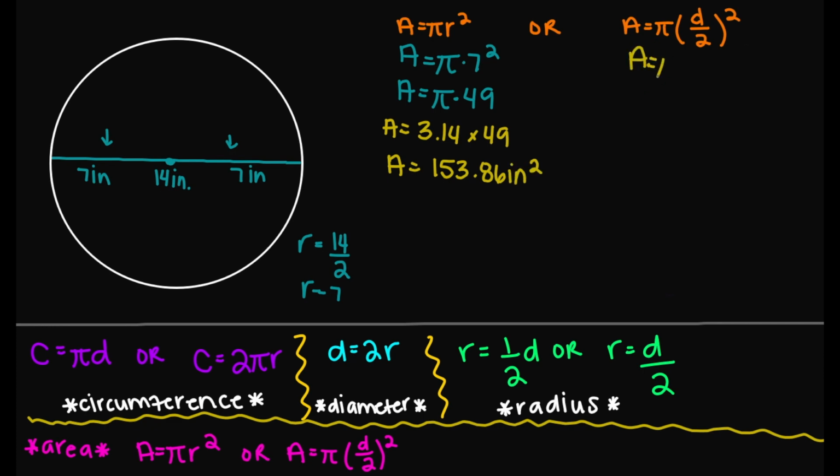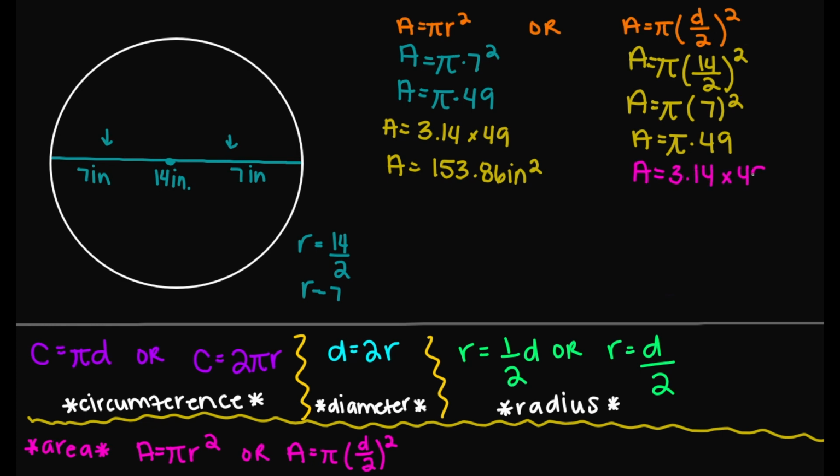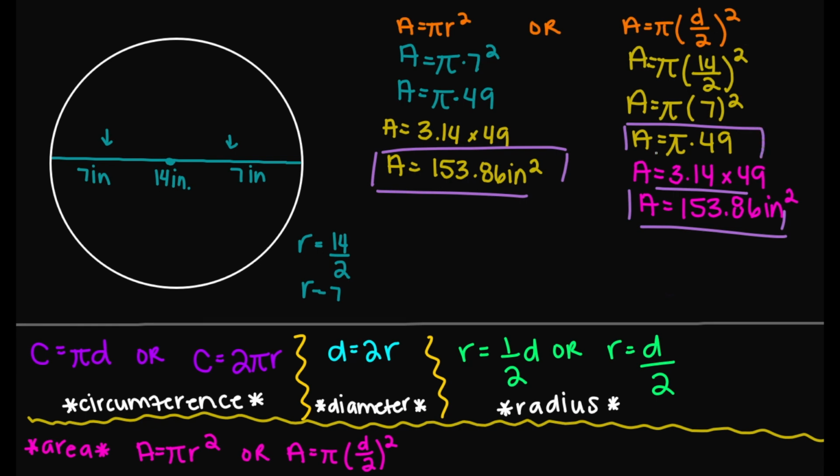So A equals pi times your diameter, 14 divided by 2, squared. So A equals pi times 14 divided by 2. This is 7. I'm going to square that. So A equals pi times 7 squared, which is 49. And then pi times 49, so 3.14 times 49. This is also going to give you 153.86 inches. And this is going to be your estimation here. And then your exact measurement is going to be 49 pi.